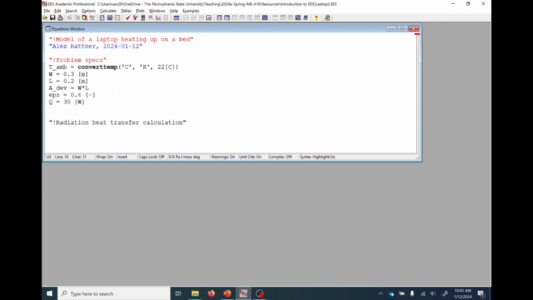Okay, so we know that the heat transfer rate by radiation from the laptop to the surroundings goes as the following form. It's going to be equal to the emissivity of the laptop times sigma, the Stefan-Boltzmann constant, times the surface area for that radiation process, let's call that A of the device, times temperature of the device to the fourth minus T of the ambient to the fourth.